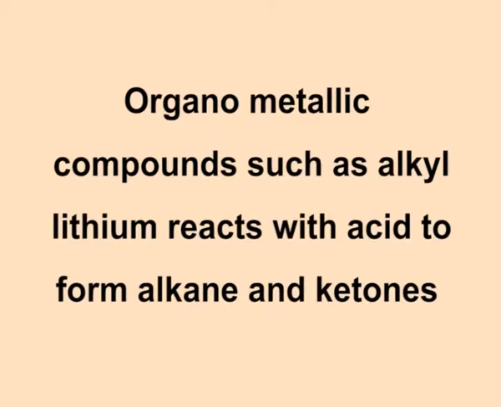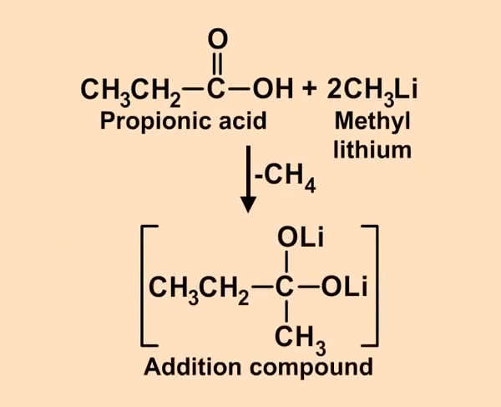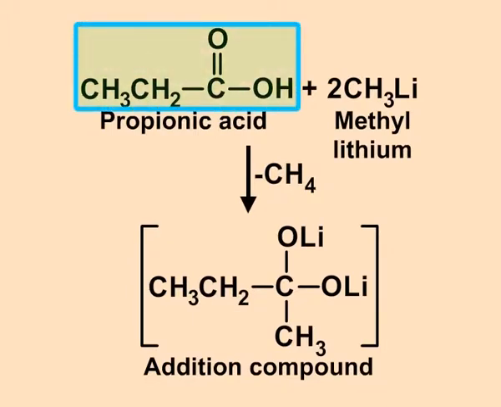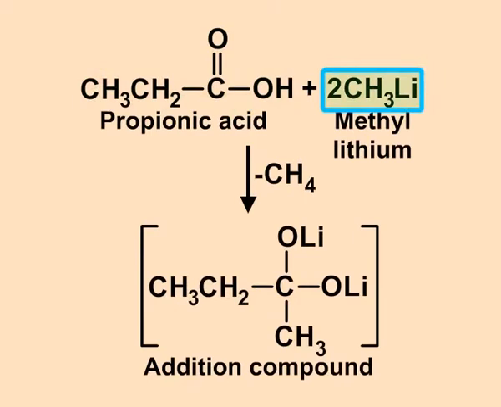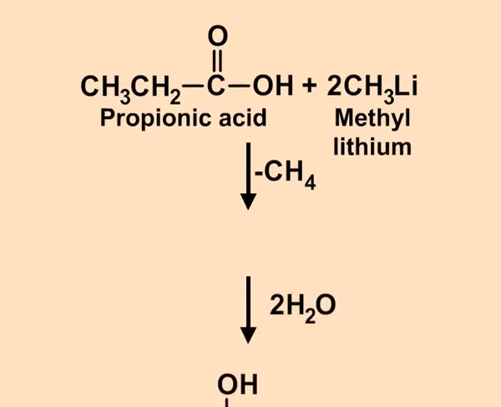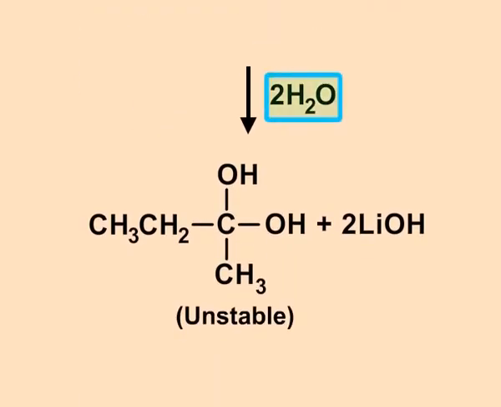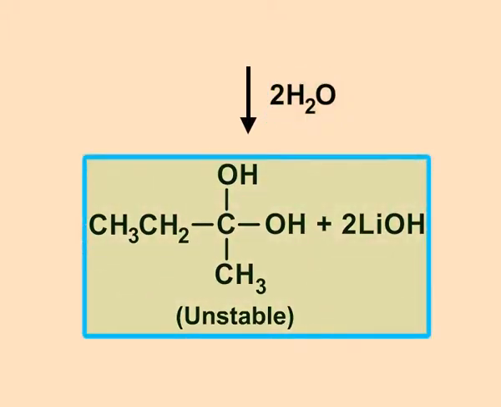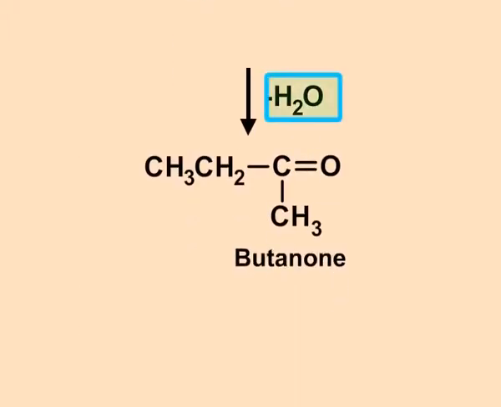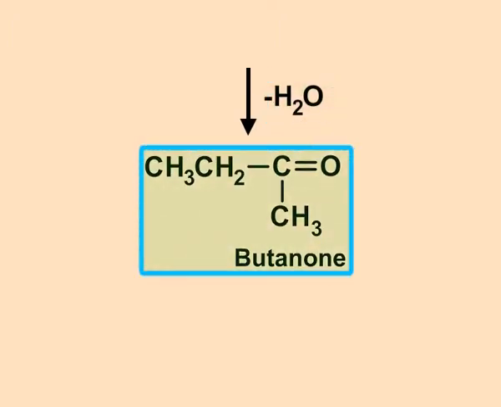Organometallic compounds such as alkyl lithium react with acid to form alkane and ketones. Let us take an example. Propionic acid reacts with methyl lithium in presence of ether to form methane and an addition compound, which upon hydrolysis gives an unstable compound which loses a water molecule to form butanone.